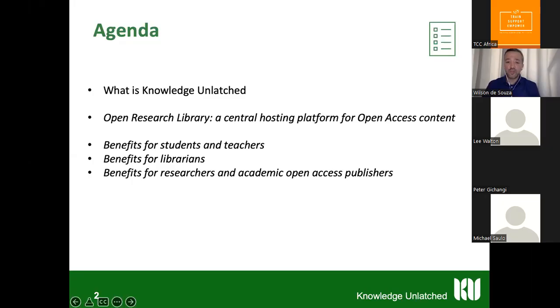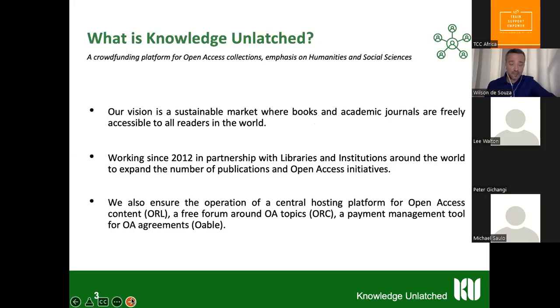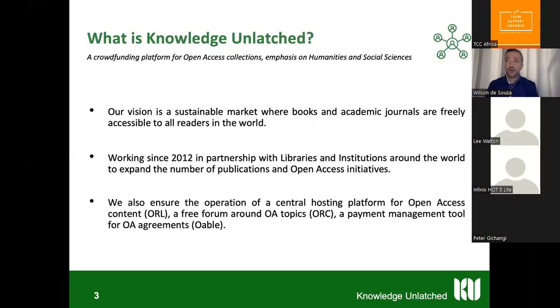As the main point here is visibility, I will show you how you could index and how that could be useful to increase the visibility of your researchers. So briefly presenting Knowledge Unlatched. First of all, we are mainly focused on books. We have initiatives for journals, but our flagship collections are books, definitely with emphasis on the humanities and social science.